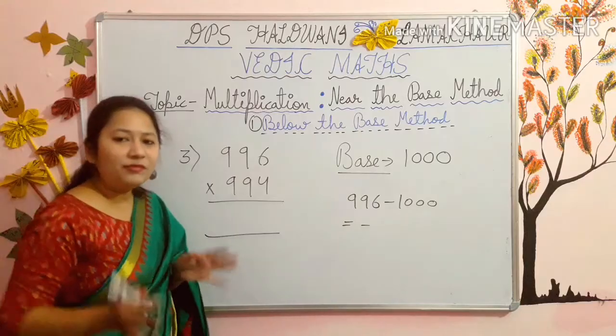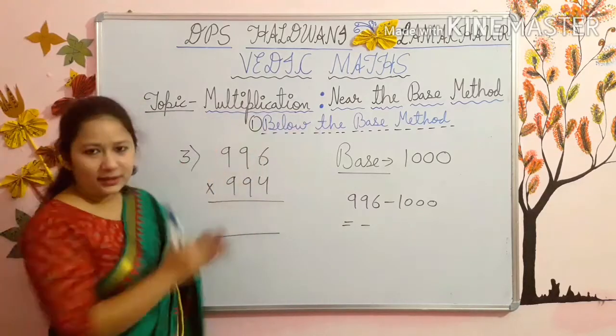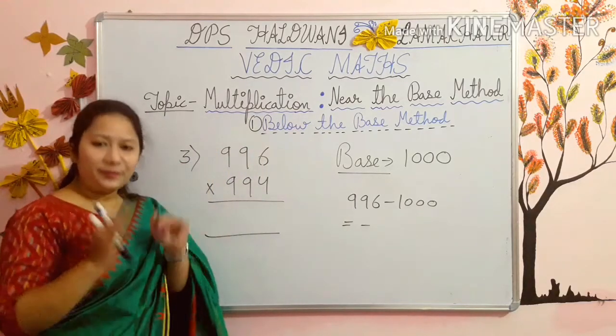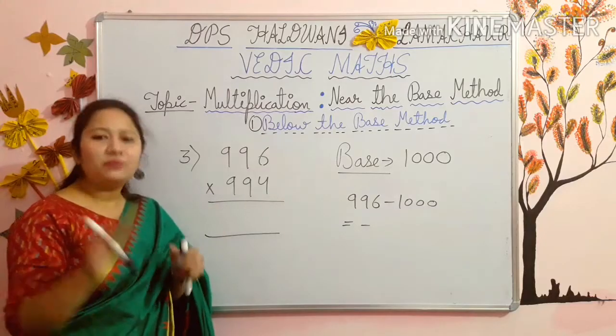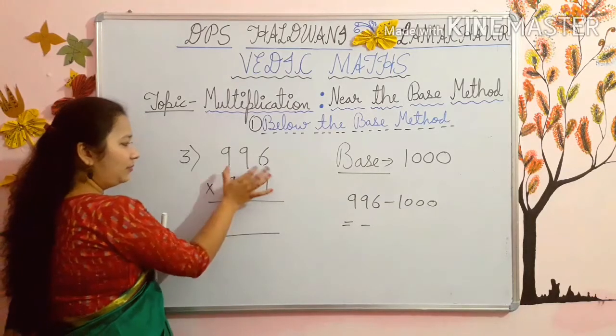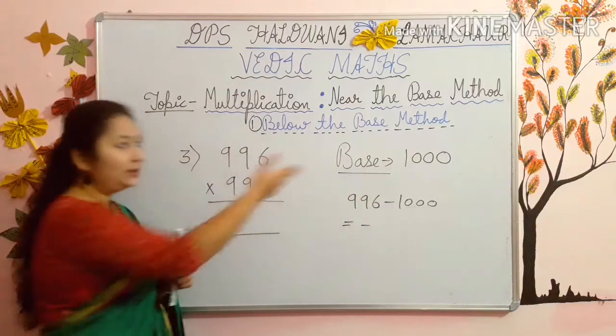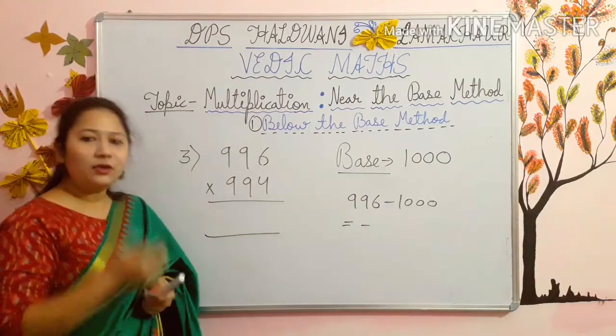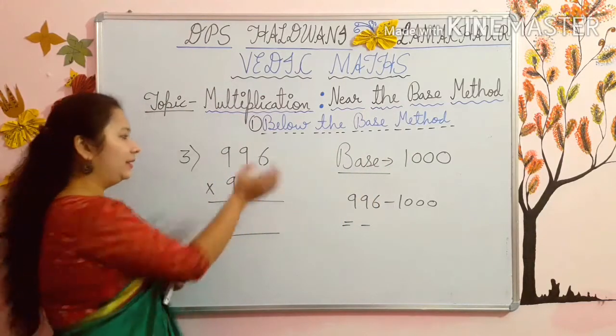Now students, you are familiar that your all numbers are smaller than the base. So whenever you will subtract them, it will always give you a minus sign. Because these numbers are smaller than your base. Our method is only for near the base method. Your base will always be greater than the number.